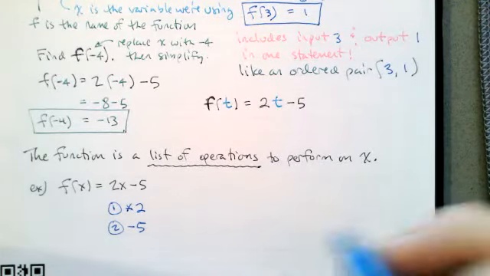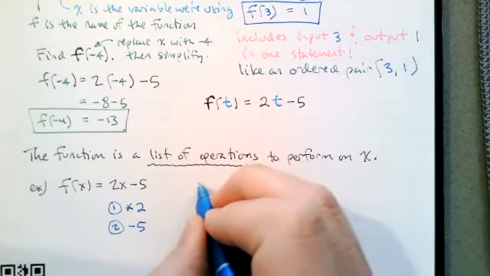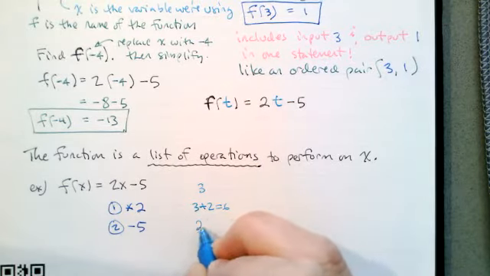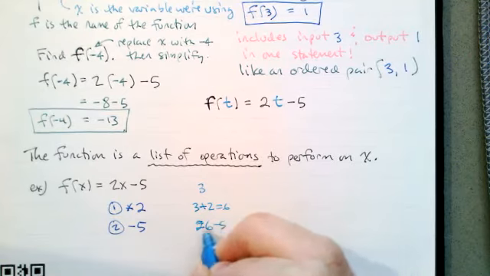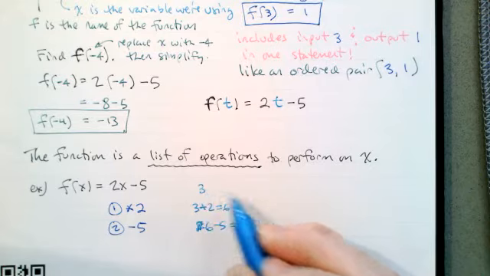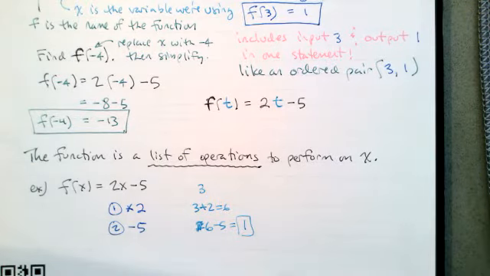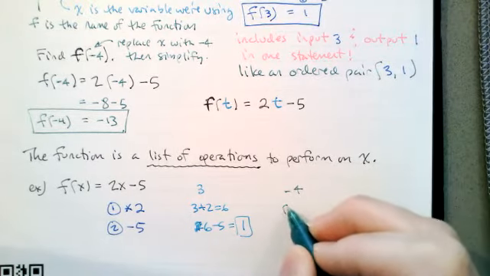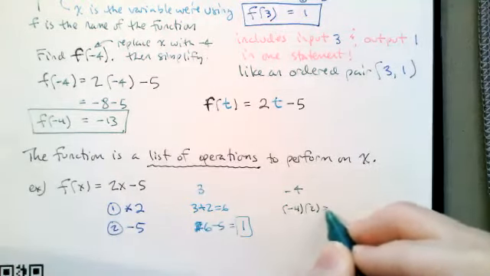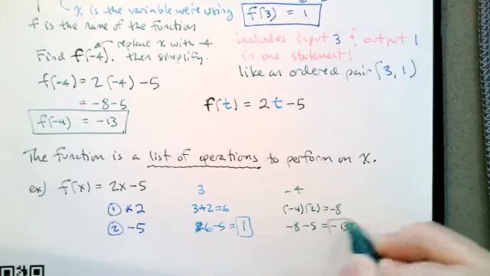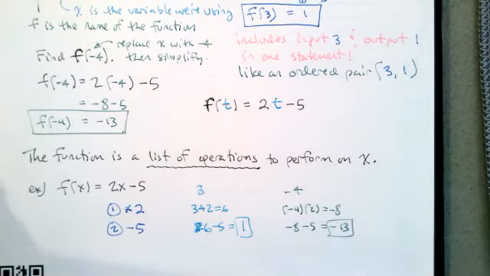If I start off with a 3, then I do 3 times 2 is equal to 6, and then 6 minus 5 is equal to 1. So f of 3 is equal to 1. In the problem where I started off with a -4, I did -4 times 2 is -8, and -8 minus 5 is -13. The function is just giving me a set of instructions to follow.